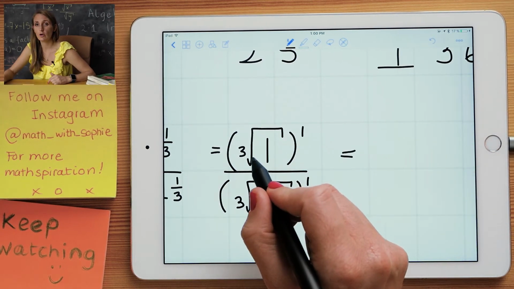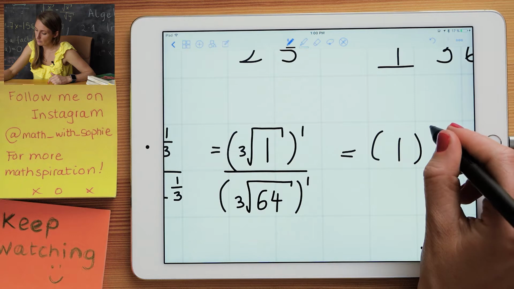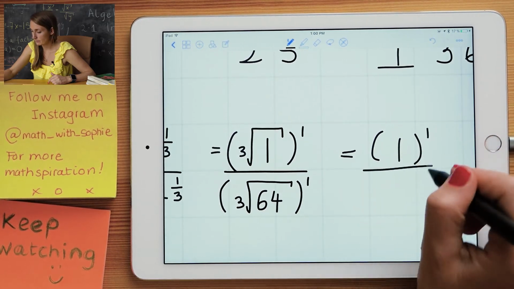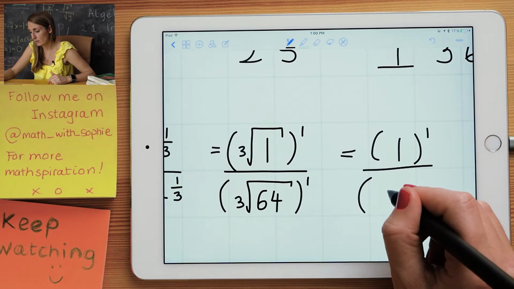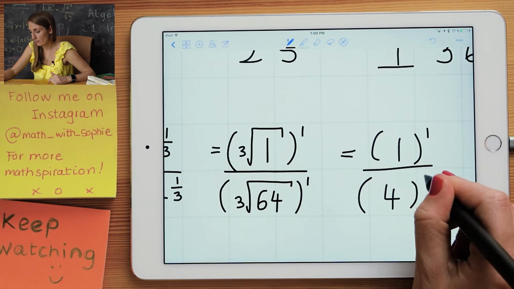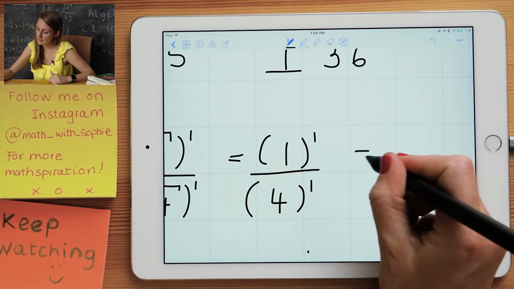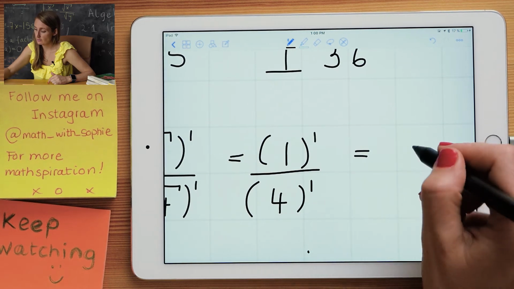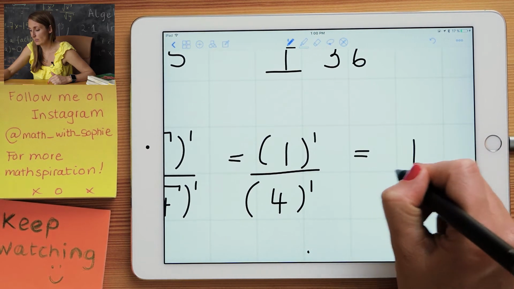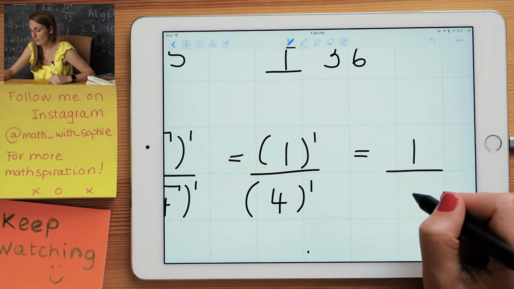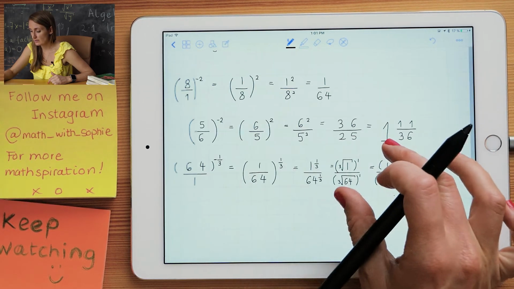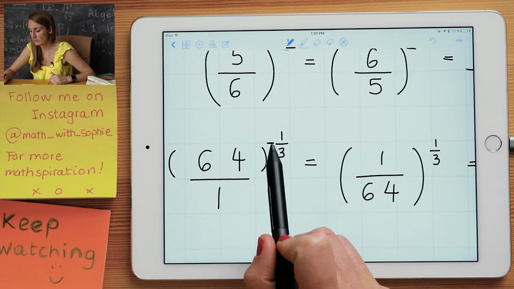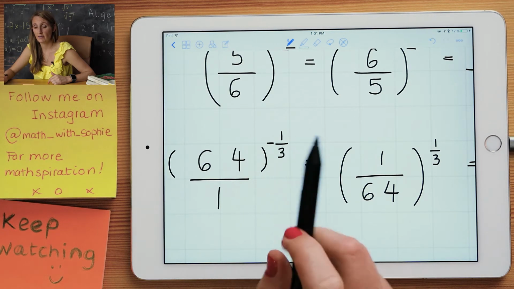So the cube root of 1 is 1. We have 1 to the power 1. The cube root of 64 is 4, and 4 to the power 1. Last thing is 1 to the power 1 is just 1. Any number to the power 1 stays the same, and 4 to the power 1 is just 4. So that was an example where you had a negative and a fractional power.